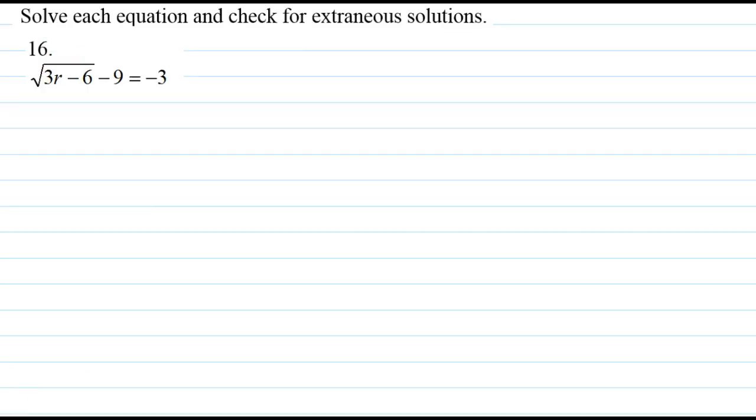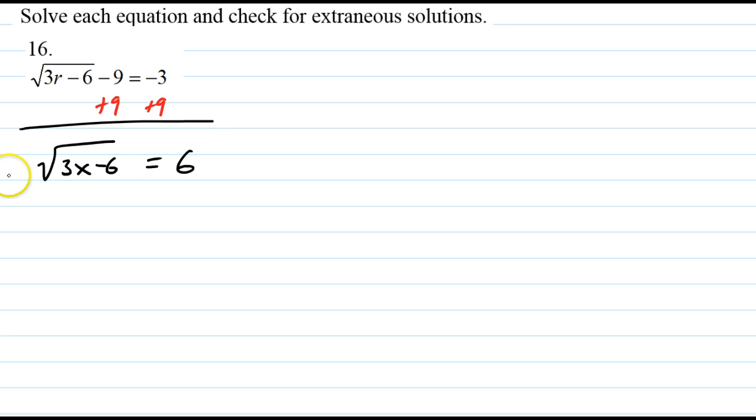All right, number 16, we're going to solve the equation and check for any extraneous solutions. So before we can square to get rid of the square root, we need to get the radical by itself. So we add 9 to both sides. And we get the square root of 3x minus 6 equals 6. Now we're going to square both sides. So the square undoes the square root, and so we get 3x minus 6 equals 36.